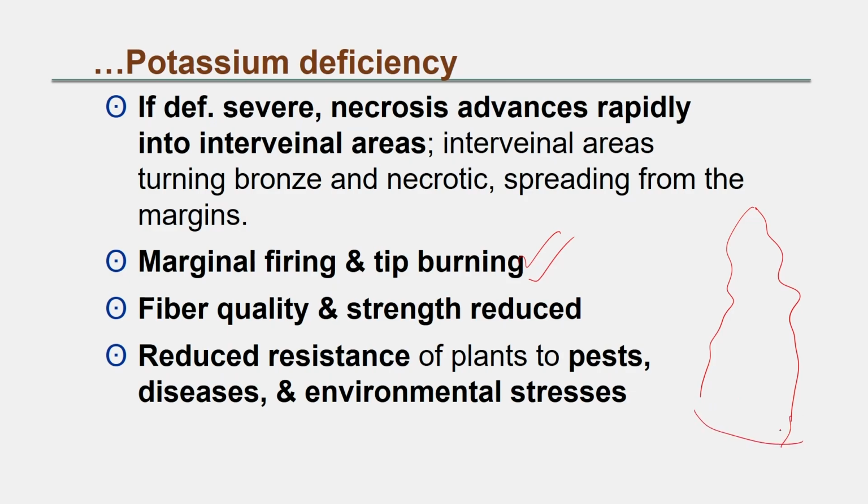Suppose this is the leaf. On this leaf, on the margins on both sides, there may be firing just like someone has burnt the leaf, and also on the tips. On the tips you will have a burning symptom. So if deficiency is severe, necrosis advances rapidly into interveinal areas. It starts with the margin and can move into the interveinal areas, turning bronze and necrotic, spreading from the margins. Fiber quality and strength is reduced. Reduced resistance of plants to pests and diseases and environmental stresses.